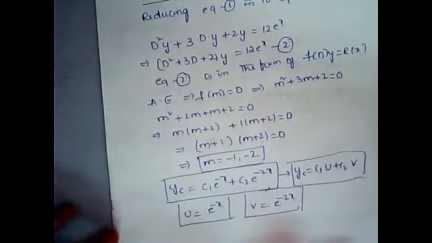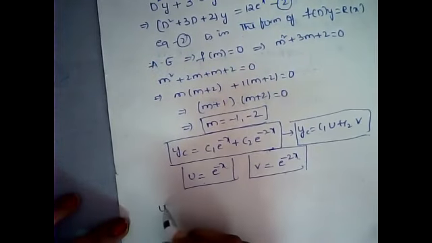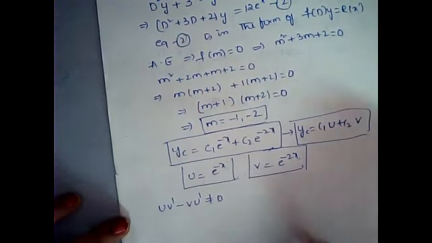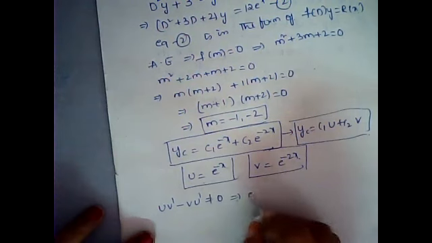Right? So we got v is equal to e power minus 2x. After getting u and v values, we need to check the condition, which is uv dash minus vu dash should not be equal to 0 here. Okay, now let us go with this. u is nothing but e power minus x.